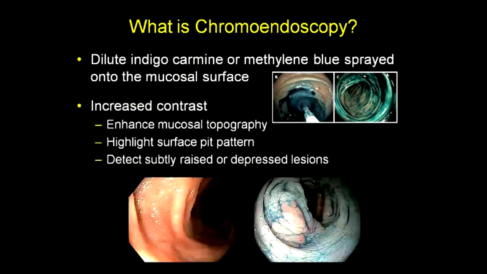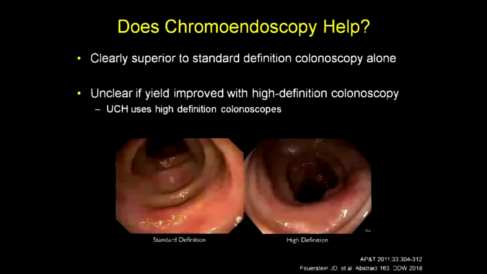But the rationale here is that this enhances the mucosal topography. It highlights the surface pit pattern. And so you can't really see this lesion that's hiding right here very well in this white light endoscopy picture, but it very clearly comes out in the chromo endoscopy side. So this can really help highlight abnormal tissue. And because these patients can have subtle lesions and they're at higher risk, the thought is that this can help increase our yield.